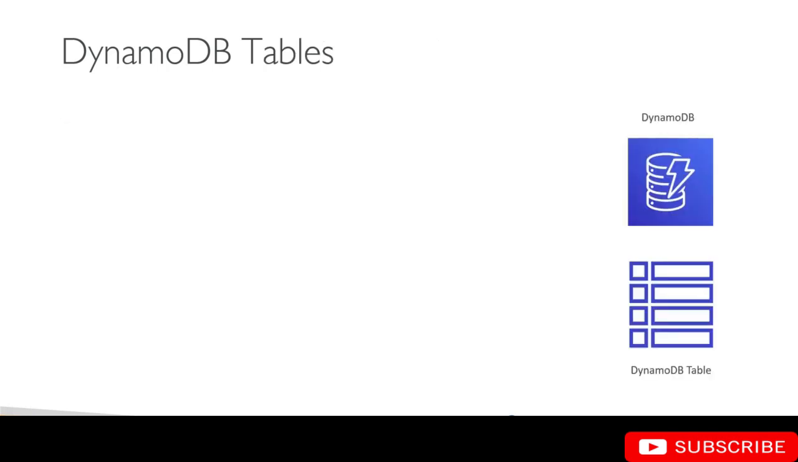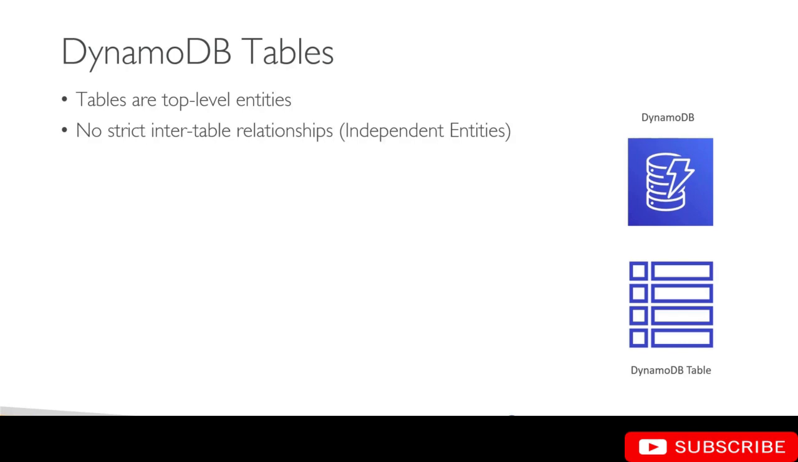Now, DynamoDB tables are the top-level entities in DynamoDB, so we don't have a concept of databases, and there are no inter-table relationships in DynamoDB. The tables are always independent of each other. This allows us to control the performance at the table level. So you can control the performance of your tables independent of other tables in your account.